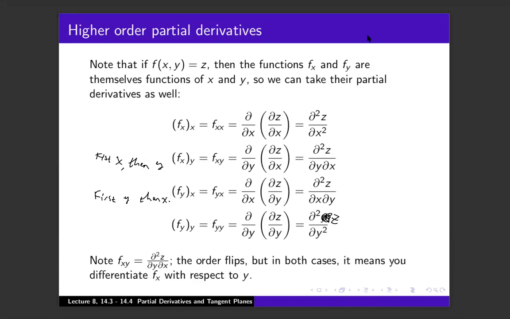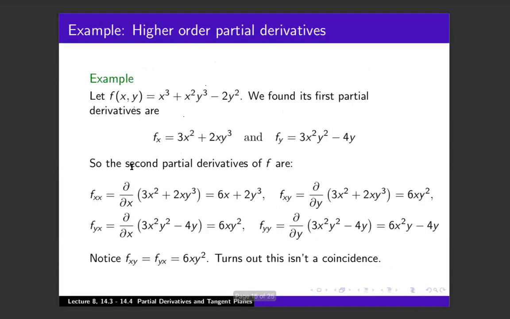But here's something that's perhaps a little surprising. Most of the time, it doesn't matter. So if you take f(x,y) equals x cubed plus x squared y cubed minus 2y squared, we already had written down and solved earlier in this lecture that fx is 3x squared plus 2xy cubed, and fy is 3x squared y squared minus 4y. So you can take its second order derivatives. fxx, differentiate fx with respect to x, that's going to give you 6x plus 2y cubed.